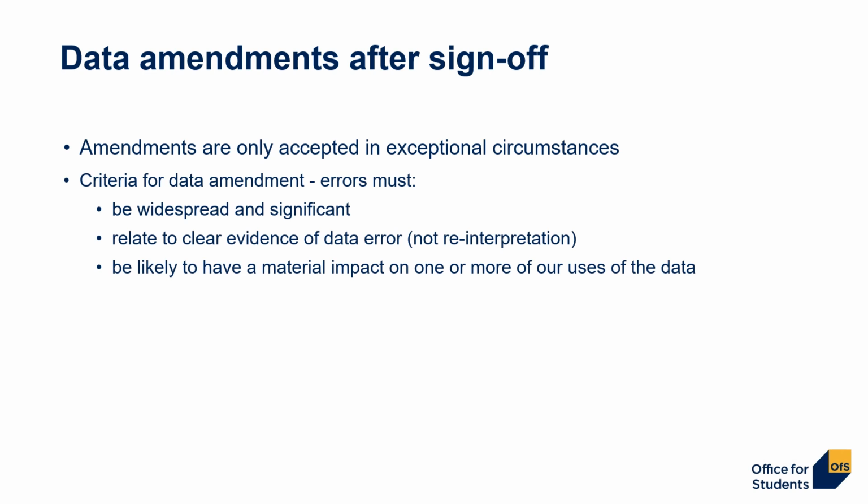To be accepted for amendment, errors must be widespread and significant, relate to clear evidence of data error rather than reinterpretation of the data, and be likely to have a material impact on one or more of our uses of the data. A data amendment panel will assess errors using information provided to them and then decide or recommend whether we require the errors to be corrected. If you believe that your data may need to be amended after sign-off, please contact us straight away.